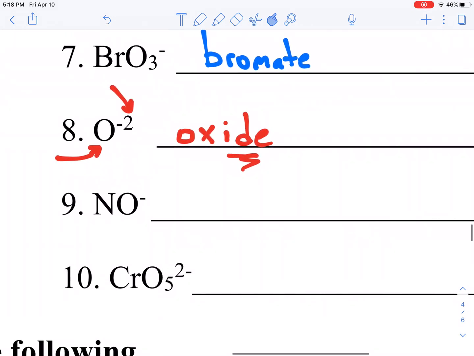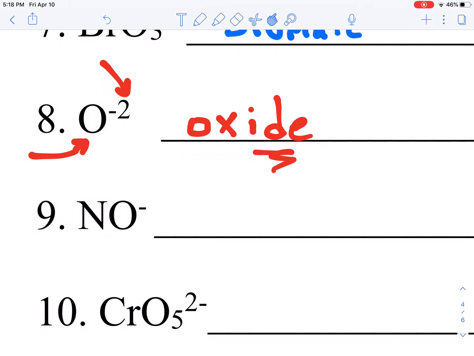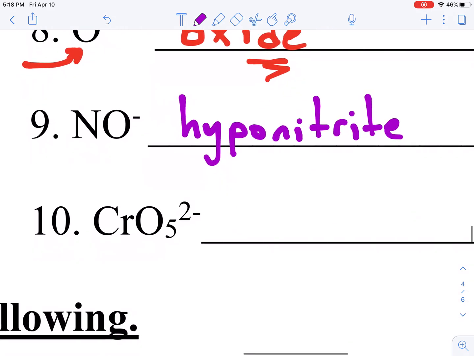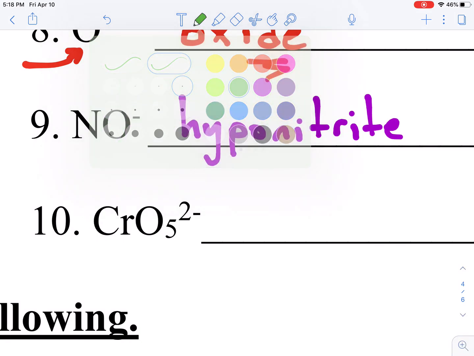Let's look at NO minus. NO looks like a polyatomic ion on your list, which is NO3. NO3, you'll notice, is nitrate. If NO3 is nitrate, that means NO2 is nitrite. We have NO1, so NO1 then is hyponitrite. And finally, CrO5 minus 2. That looks a lot like something on your list, which is CrO4 minus 2. CrO4 minus 2 is chromate. So if we want to add an oxygen, then this must be perchromate.